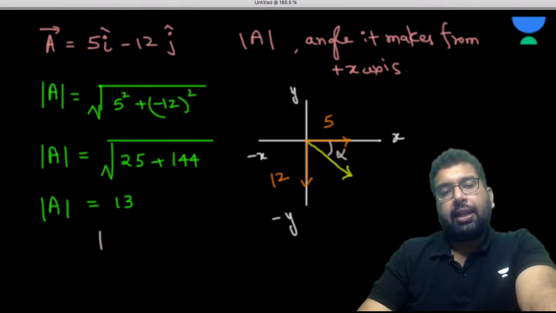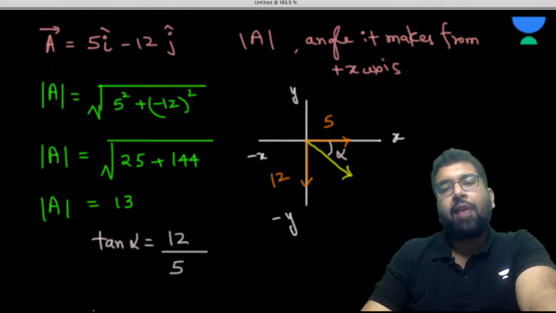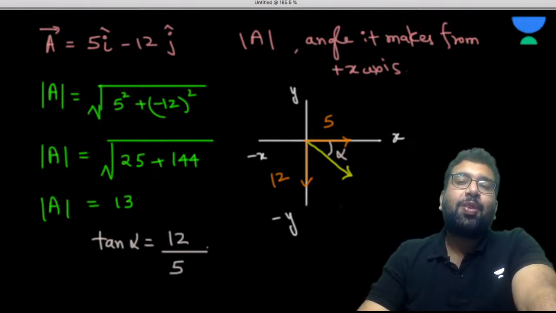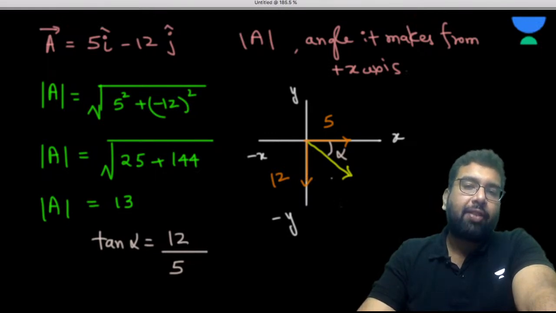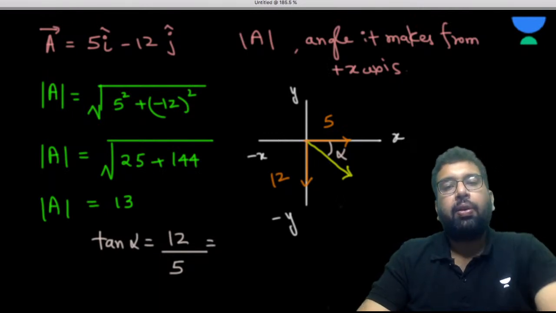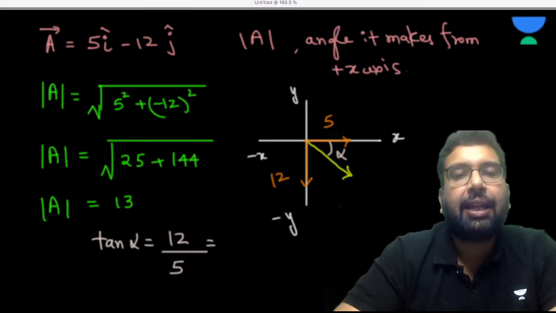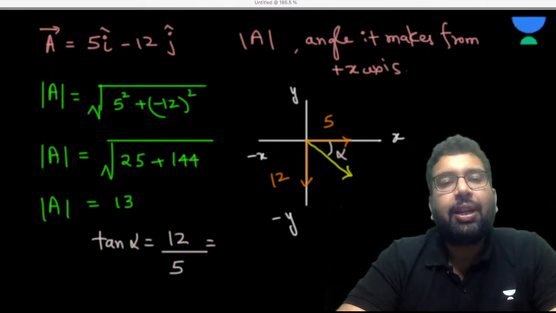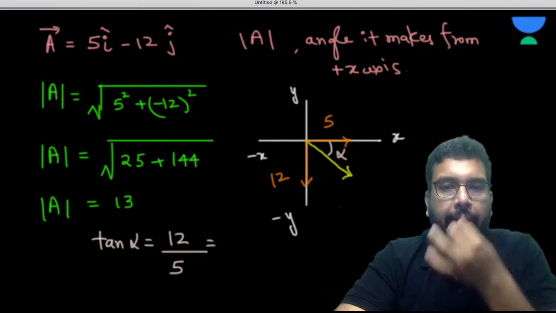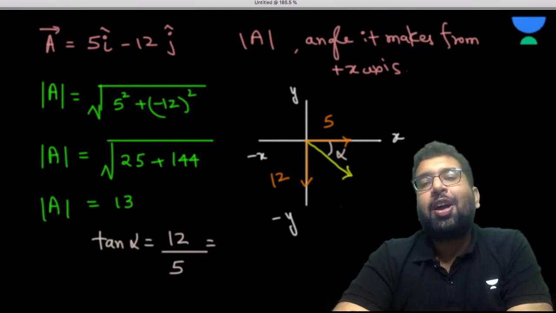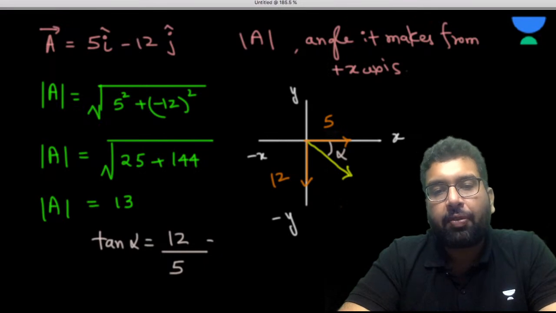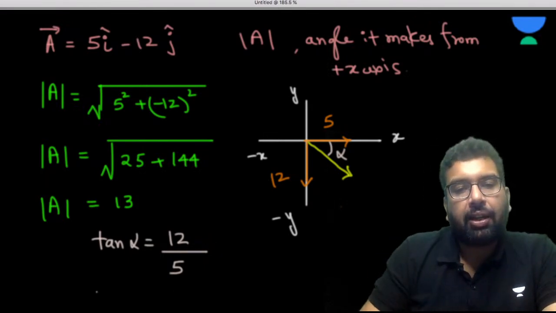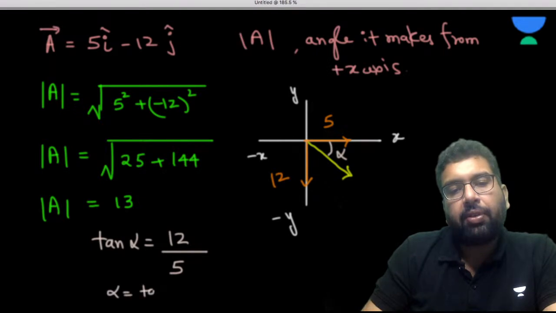Now can I say that tan alpha is ay upon ax, that is 12 upon 5? Don't use minus 12 upon 5 here because I am taking the magnitude, since alpha is from here. So from here we can get the value of alpha: alpha is equal to tan inverse 12 by 5.